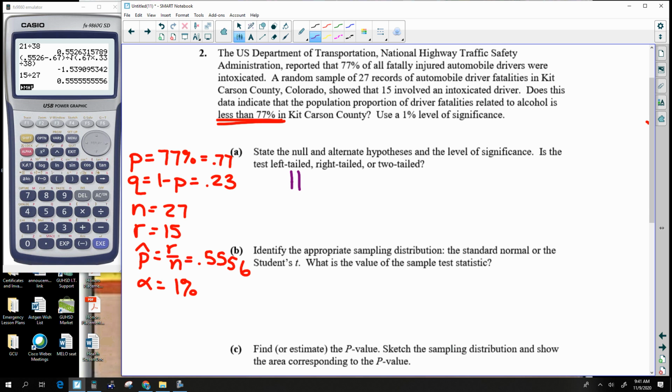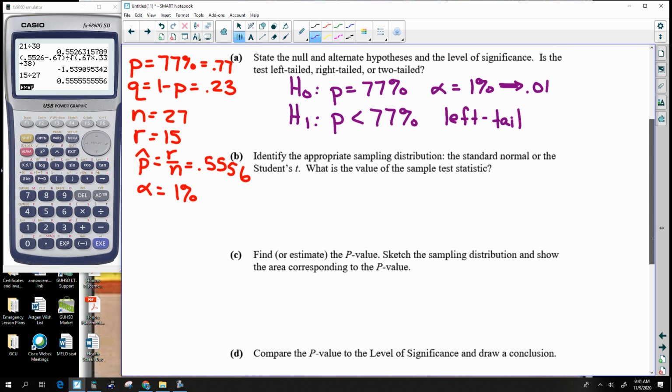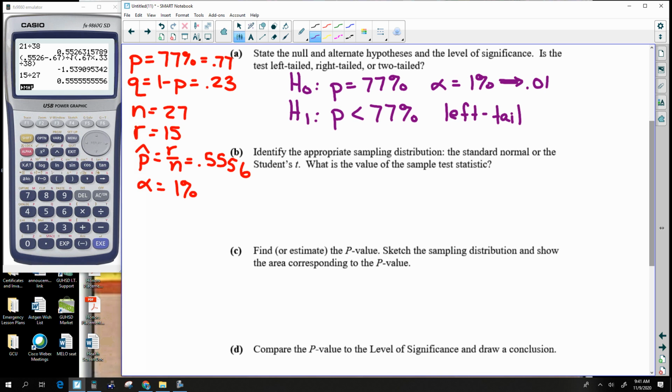All right, so the null hypothesis is that the probability is 77%. And we're thinking that the probability is less than 77%. Level of significance, 1%. And this is a left tail. Okay, because this is a probability, this is going to be a standard normal.